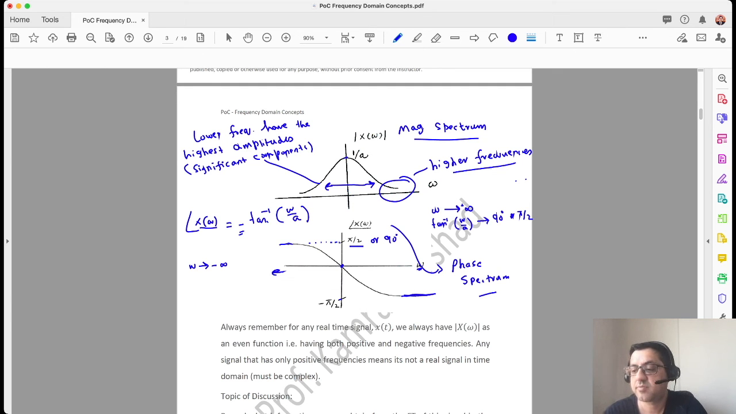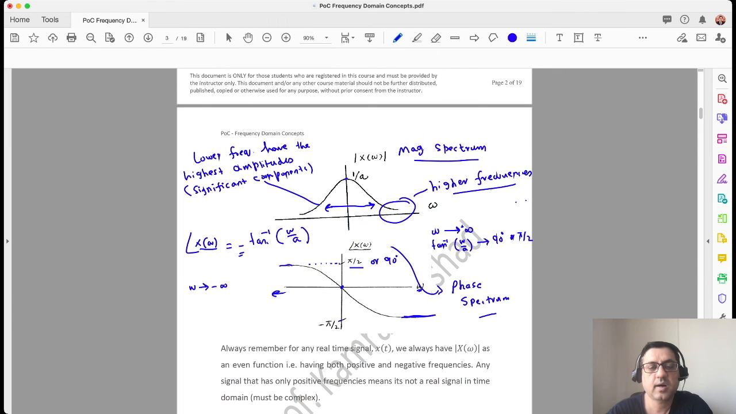We must have a clear idea about what frequencies are important, right? So I think we stop here with this signal.